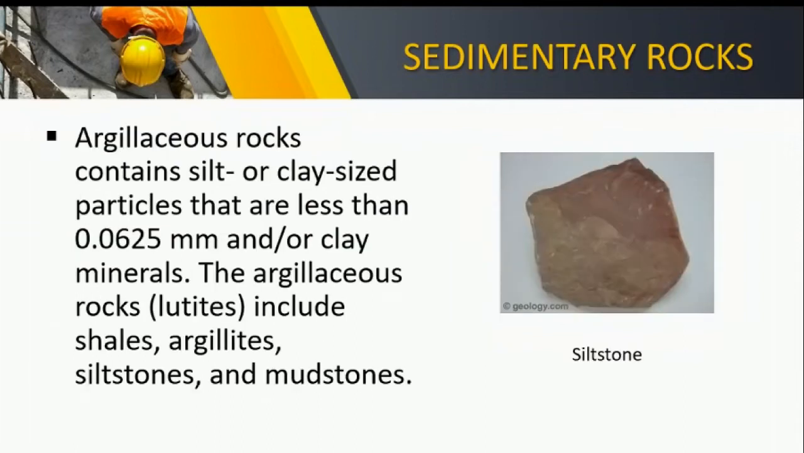Next type is argillaceous rocks. Argillaceous rocks contain silt or clay-sized particles that are less than 0.0625 mm and or clay minerals. The argillaceous rocks or lutites include shales, argillites, siltstones, and mudstones. So example nasa picture is a siltstone.